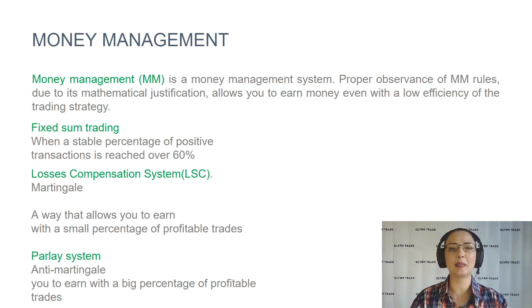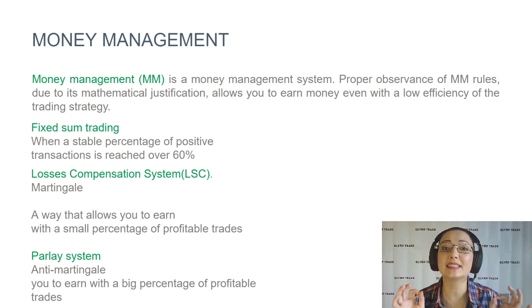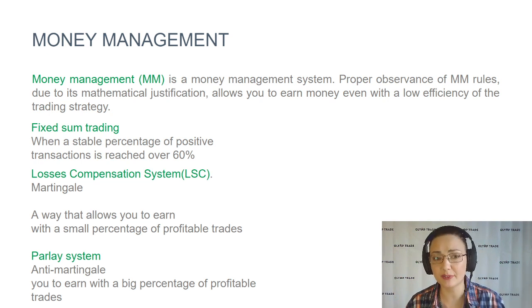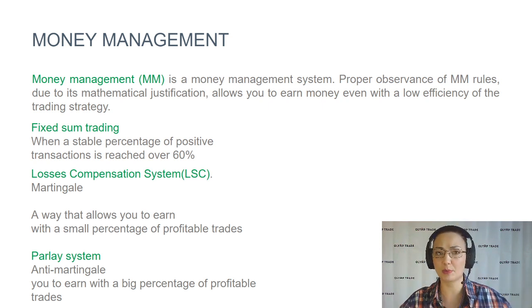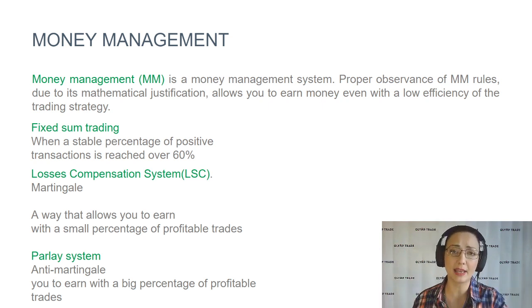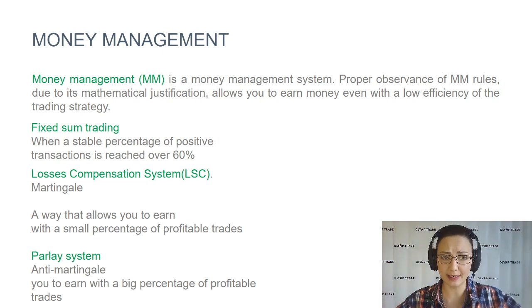And on the flip side of the coin is the parlay system, which is kind of the opposite of martingale. This is when a trader has at least 70% of profitable trades. What we can do is that when we have a profitable trade, the next trade that we enter is the trade amount plus the profit from the previous trade. So let's say I enter my trade for $100. I gain $80 profit. My next trade is going to be for $180.